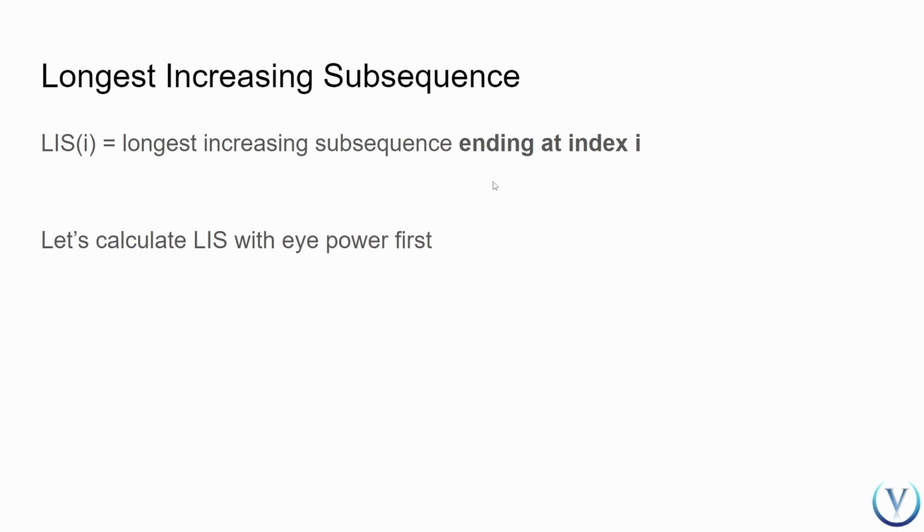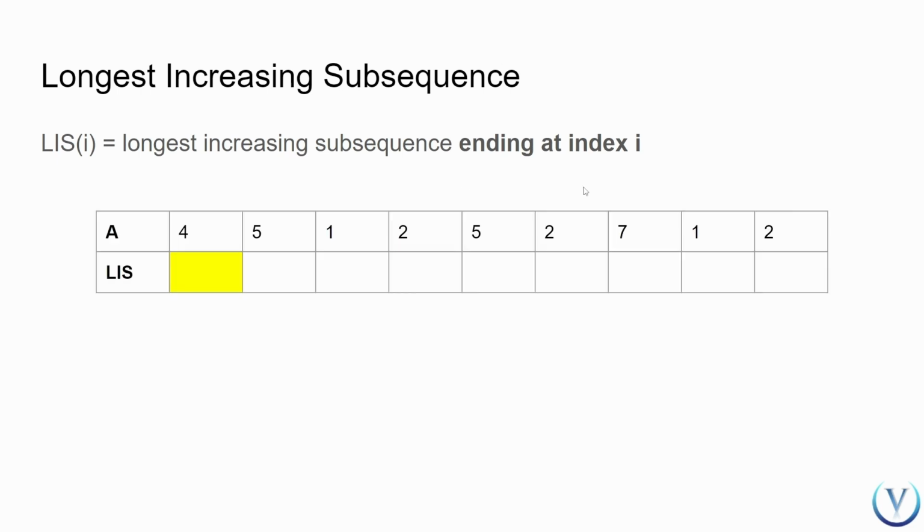So let's try to calculate LIS manually by index first. What's the longest increasing subsequence ending at this index? The answer will just be 1, because 4 alone is a subsequence and it is increasing. Now, LIS of this index, what is it? It will be 2, because you can see that 4 and 5 is an increasing subsequence and it has length 2. Now for this, we can check that the longest increasing subsequence ending at this index is 1, because 4 and 5 are both bigger than 1, so there's no way to construct a longer increasing subsequence that ends with 1.